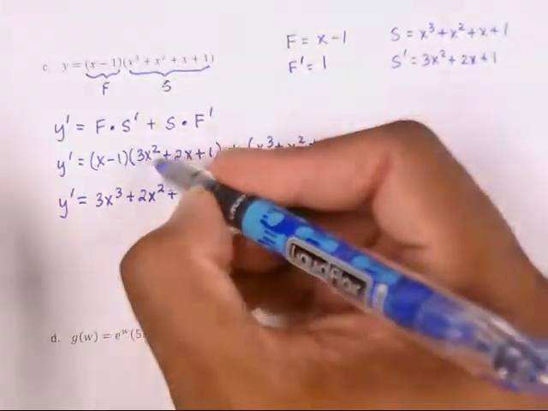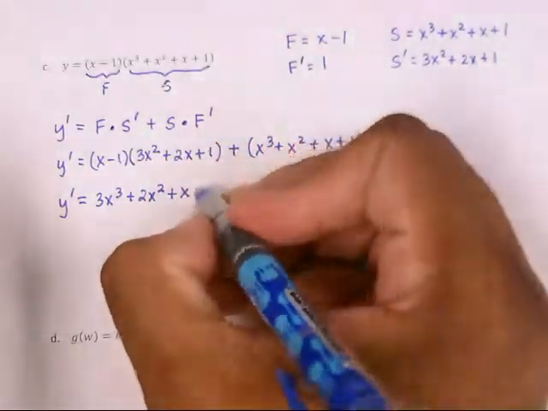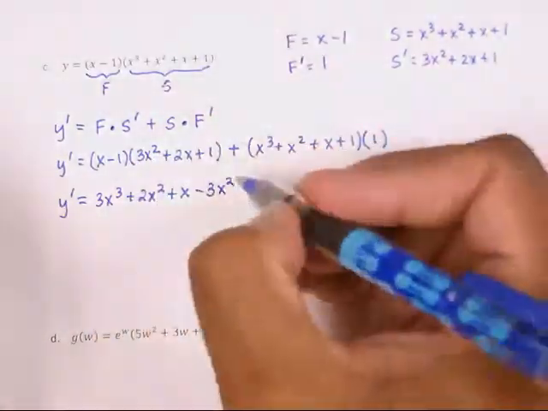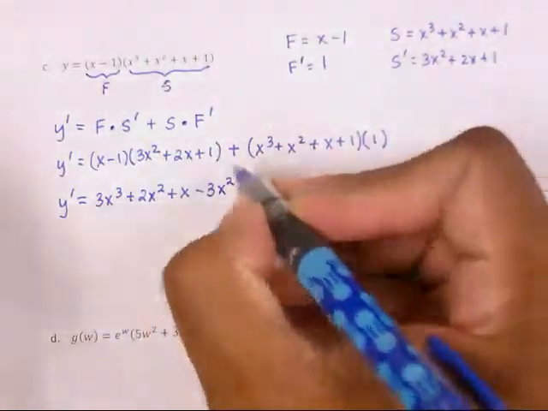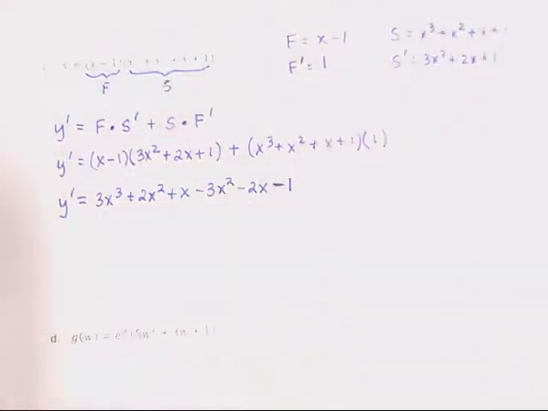And then I'll do minus 1 times each term of the second. So minus 1 times 3x squared will be a minus 3x squared. Minus 1 times the 2x will be a minus 2x. Minus 1 times the plus 1 will be minus 1.